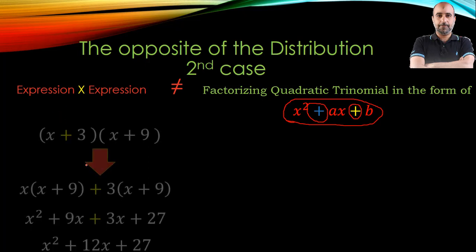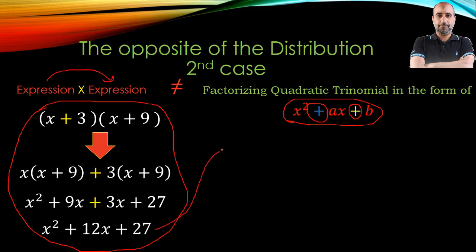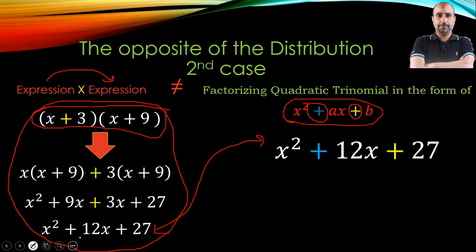Now, that's what we have just done in the distribution. How can I begin from the end and reach the first form? It is so easy. It's just one step. We will begin with x power 2 plus 12x plus 27. I colored the two signs because we will need to use these colors.